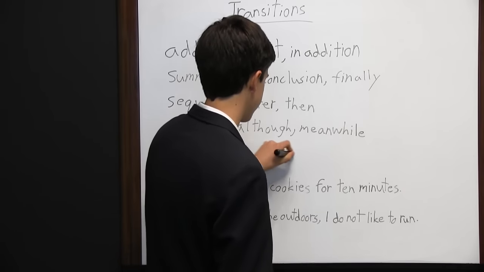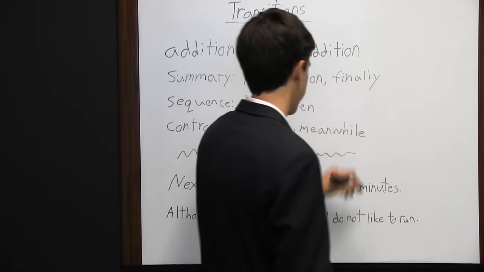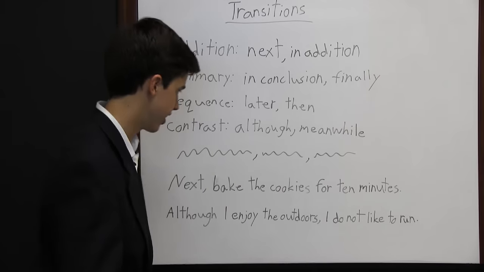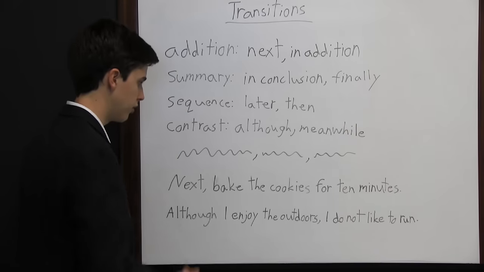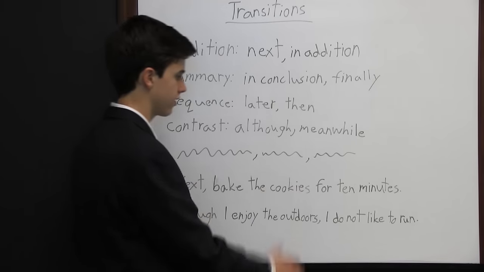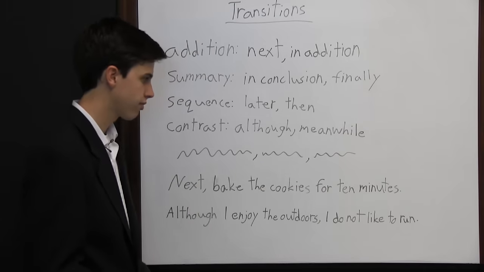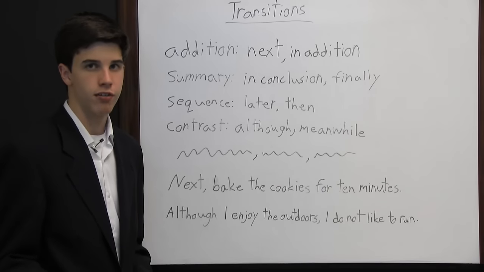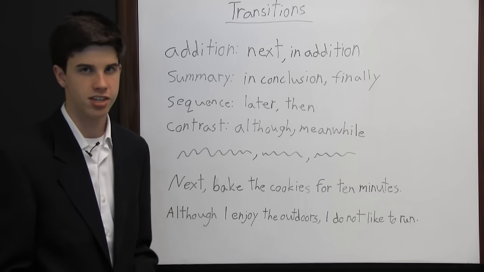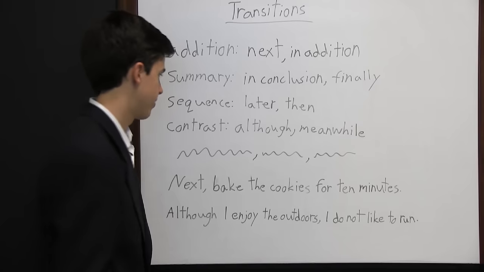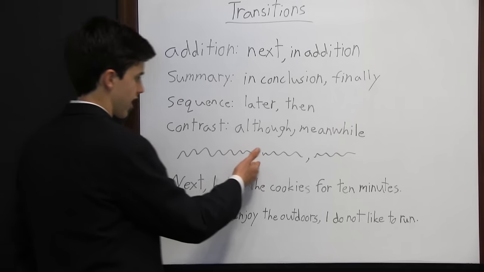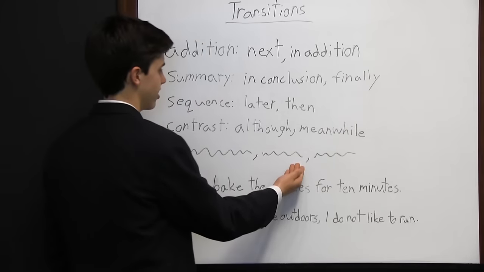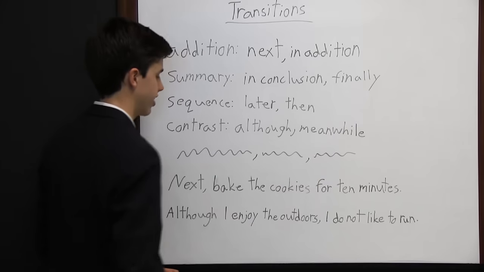commas come in pairs in sentences when they are showing that a certain part of the sentence isn't needed. So notice here that next could be removed from the sentence, and we could just read the sentence like this: "Bake the cookies for 10 minutes," and it would still make sense. So usually when you have some kind of phrase or word that could be omitted from the sentence, you put commas on both sides of it. Like here's part of a sentence, then there's a comma, here's the part of the sentence that isn't needed, another comma, and then the rest of the sentence.